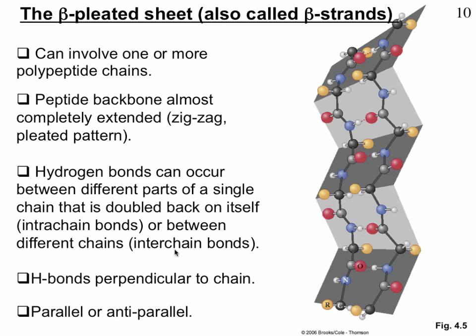In the beta sheet, the hydrogen bonds are going to be perpendicular to the plane. So here's the axis of the beta sheet, and our hydrogen bonds are running perpendicular. Okay, and these can be parallel or anti-parallel. And so what I mean is that this can involve one or more polypeptide chains.